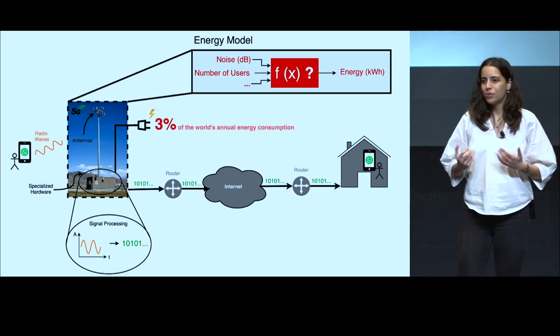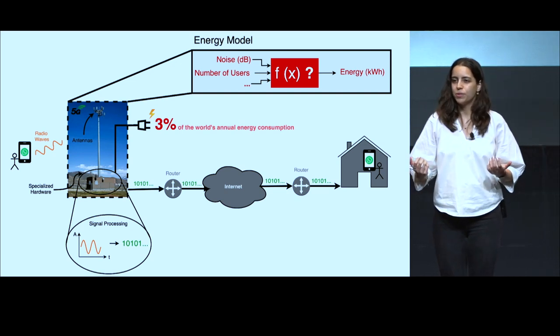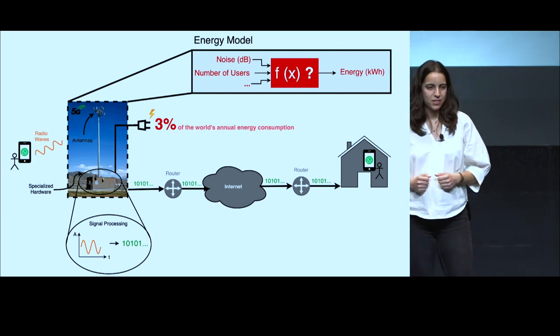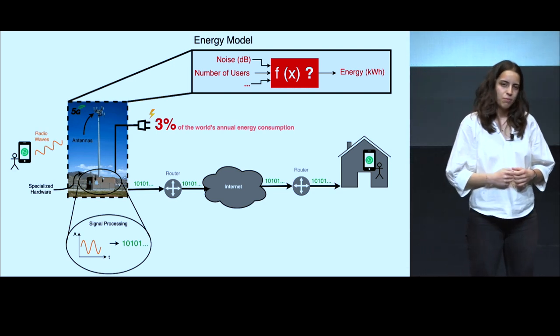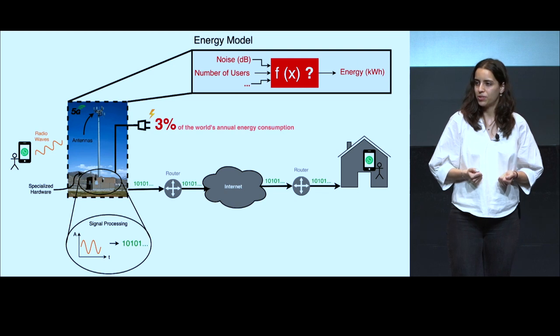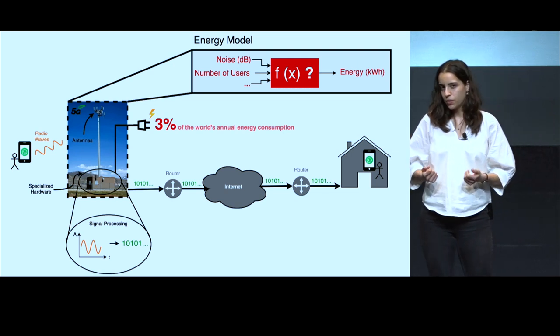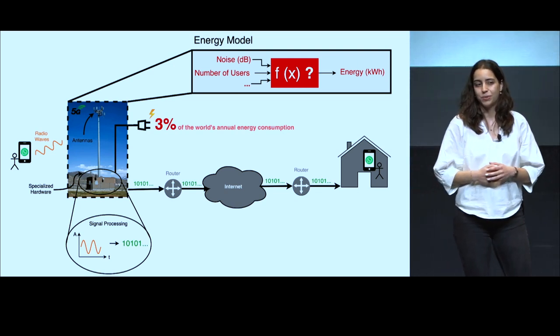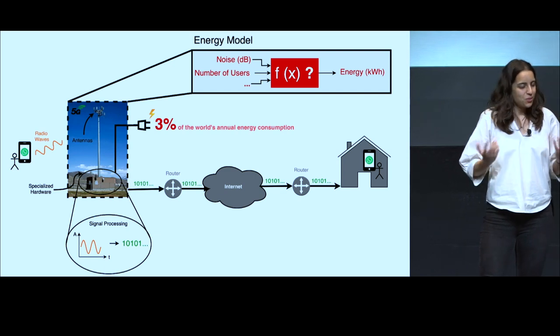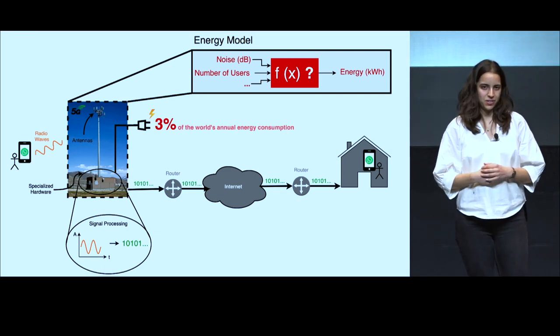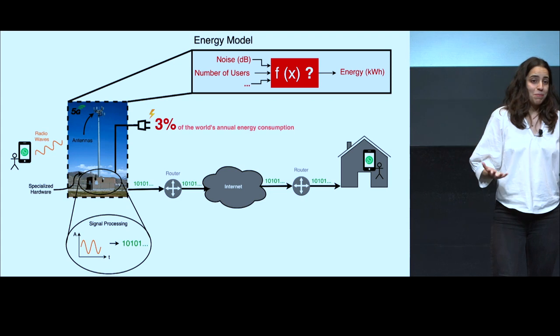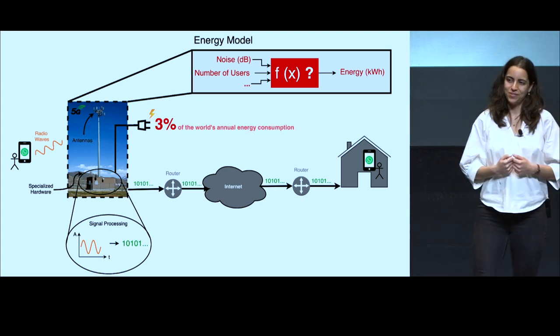Moving forward, what we envision is a future where common computers, much like the ones that we have at home, will replace the specialized computers that we use today for signal processing. But in doing so, we risk increasing the energy demands of mobile networks even further. So what can we do to lower these energy costs? Well, in order to optimize something, we need to understand it first.